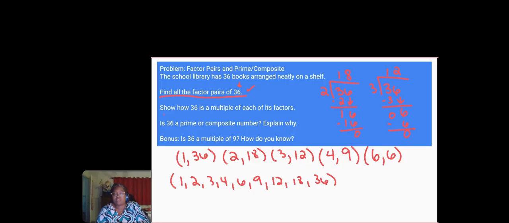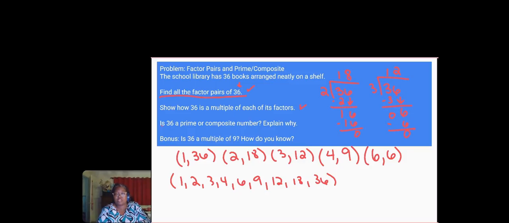Now, show how 36 is a multiple of each of its factors. Well, we did that actually when we were trying to figure out what the factor pairs were, because we know that when we multiply each of these together, they give us 36. So that means that if we were to list out the multiples of each of these numbers, 36 will be in that list. We have now completed this question.